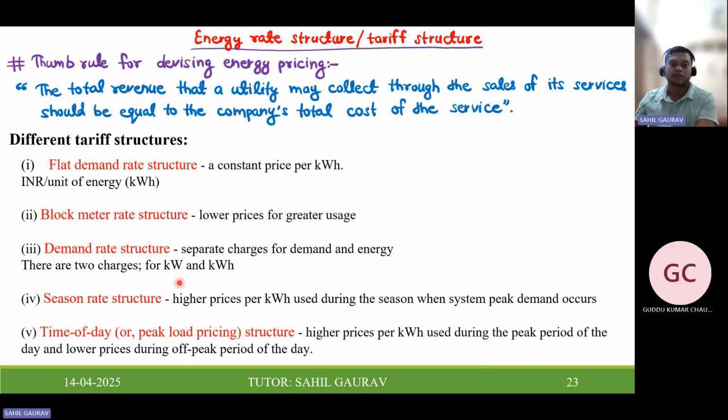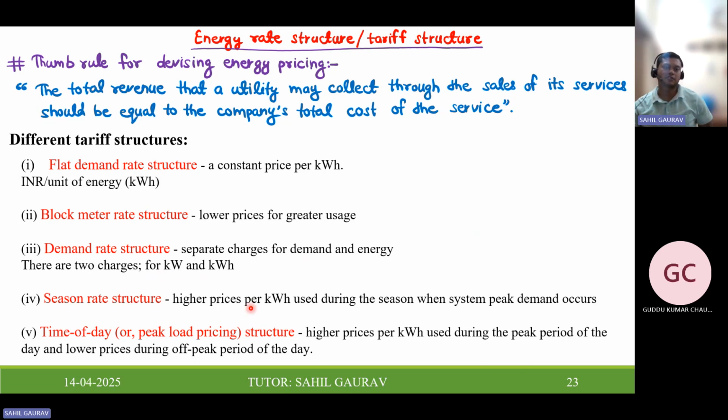While in the block meter structure, we have lower prices for greater usage. So there are different charges for different slots of energy consumption. For the first 50 kilowatt hour, let us say it is 10 INR, and then after 50 kilowatt hour, the price gets reduced to 8 INR or 5 rupees. Then we have the demand rate structure. We have separate charges for demand energy. That means we have separate charges for power. So that is the demand rate structure.